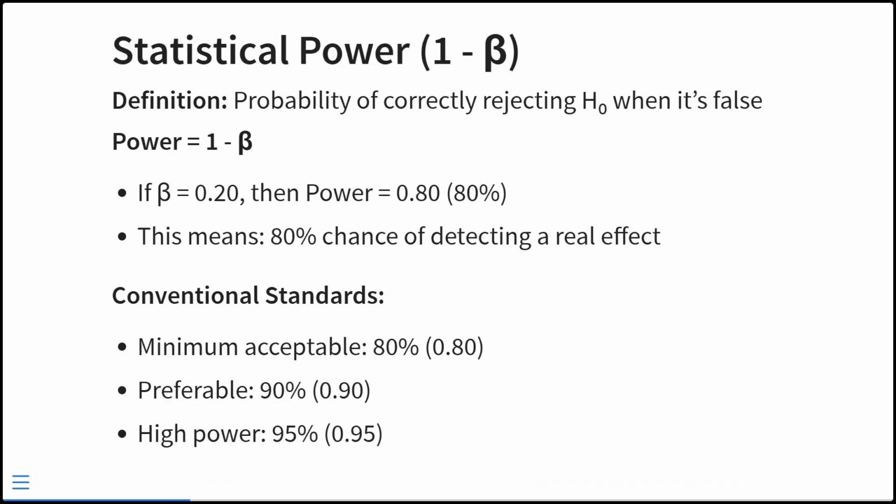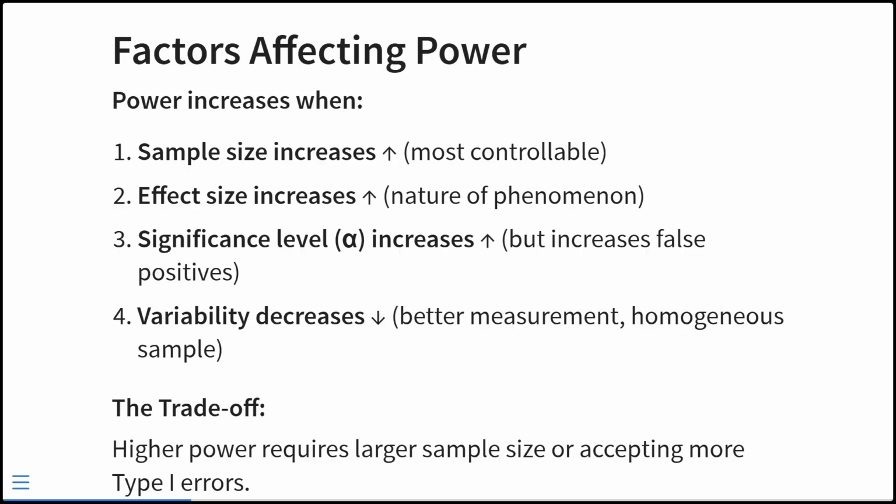Statistical power is the probability of correctly rejecting the null hypothesis when it is false. If your beta is 0.2, then your power is 1 minus beta, which is 0.8. This means an 80% chance of detecting a real effect. By conventional standard, the minimum acceptable power is usually 80%. Preferably, you can use 90% power or a high power of 95%.